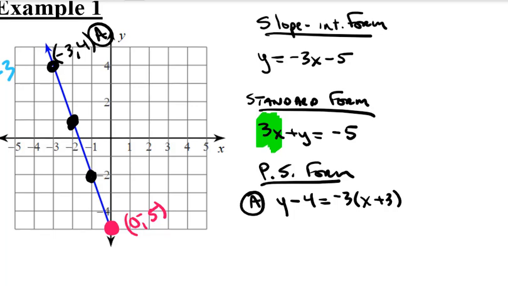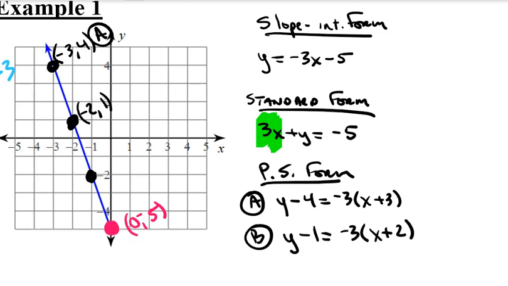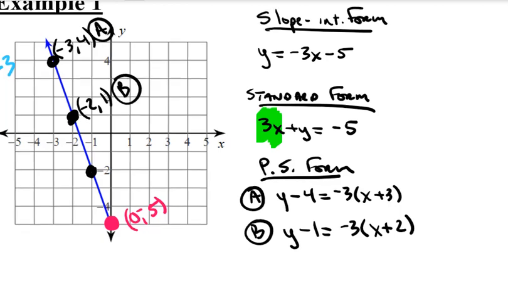Now, if we wanted to use another point, we're going to call this point B. Say I use the point negative 2, 1. If I use that as my xy coordinates, then in this case I'd have y minus 1 equals, and then still negative 3, but this time I'd have x plus 2. So if I use point B, then I would have a little bit different equation.